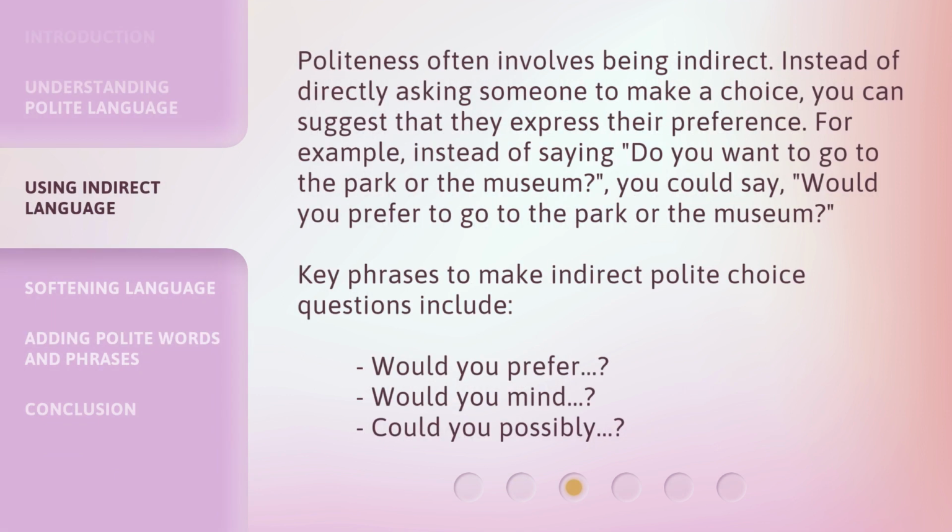Politeness often involves being indirect. Instead of directly asking someone to make a choice, you can suggest that they express their preference. For example, instead of saying, "Do you want to go to the park or the museum?" you could say, "Would you prefer to go to the park or the museum?" Key phrases to make indirect polite choice questions include, "Would you prefer?" "Would you mind?" "Could you possibly?"